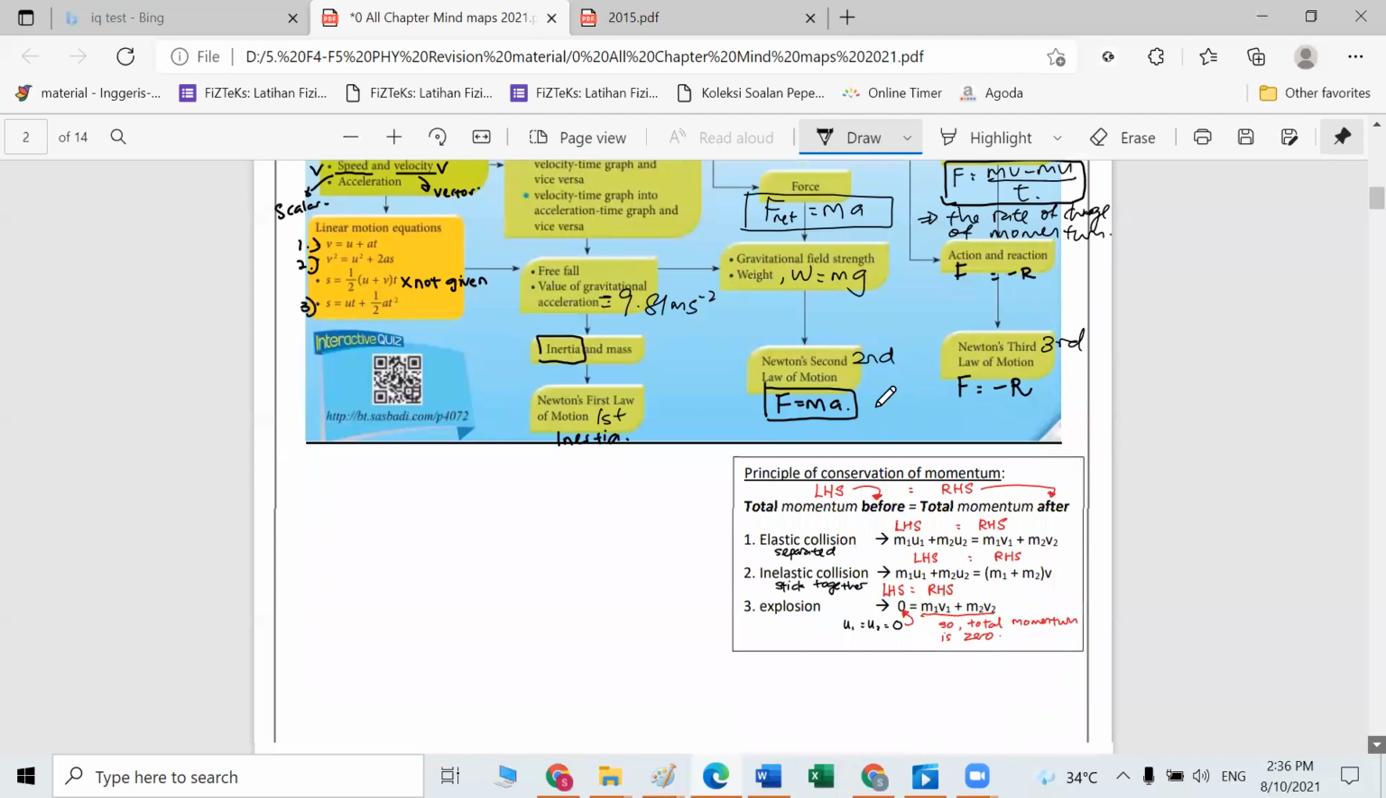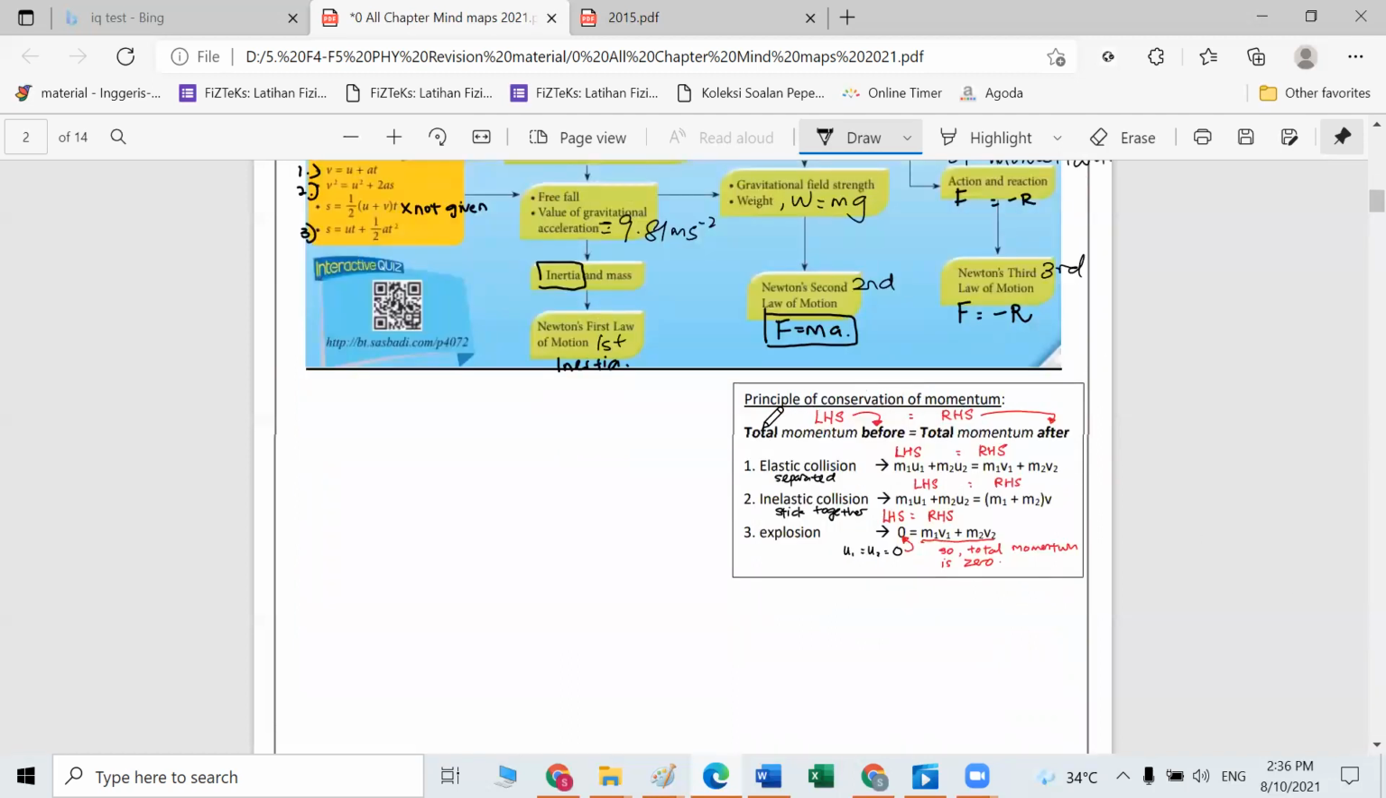Okay, now principle of conservation of momentum means this is SPM 2016. Okay, so when they ask what is conservation of momentum, we say total momentum before equals to total momentum after. Now done already.